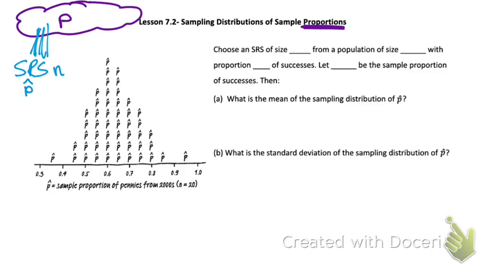So what have we done? We chose an SRS of size n from the population with size capital N. The population size is capital N. The sample size is little n. In the population, there is a proportion of success of P. That is a proportion of whatever it is we're looking for. Most of the time, we don't know that answer. We don't know what that is.